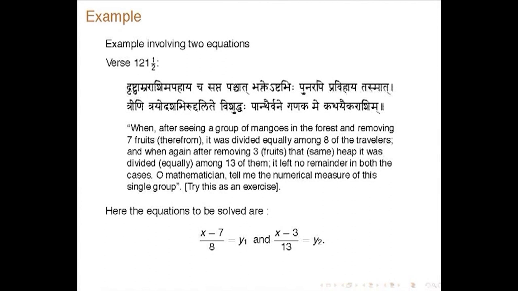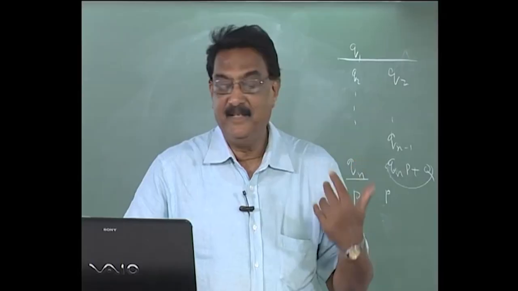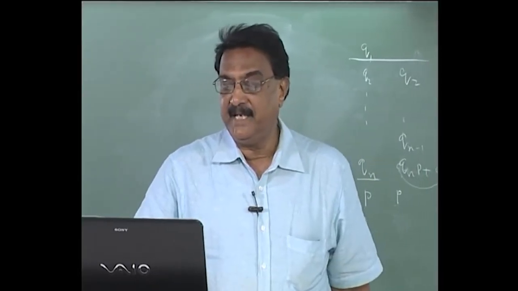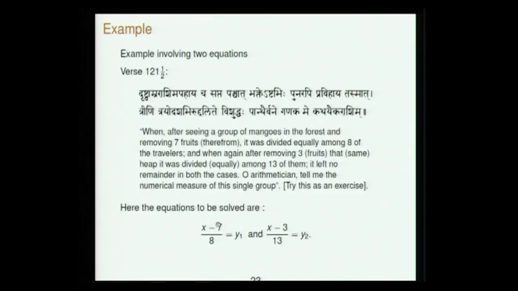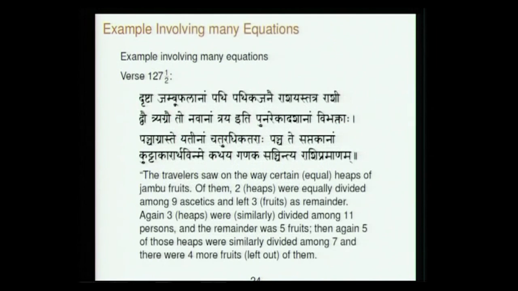So, when you measure, if you remove 7 from that heap, then it is divisible by 8 because it is distributed among 8 people. So, (x minus 7) by 8 is y1, then (x minus 3) by 13 is similarly y2, since when you remove 3, it could be distributed among 13. So, these are the two equations we have to solve. So, one can do that.